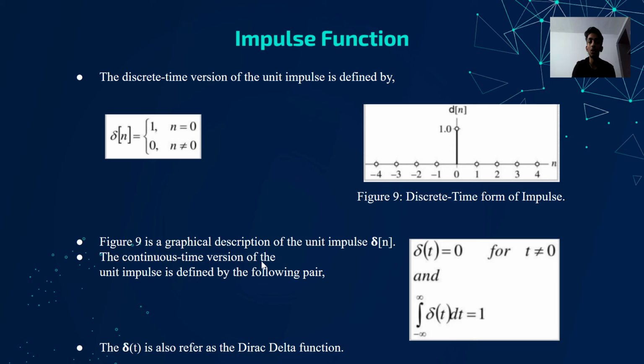Now if we talk about the continuous time version of the unit impulse, it is defined by the following pair. Delta t is equal to 0 when t is not equal to 0. And if we integrate this delta t from minus infinity to plus infinity with respect to time, then it will come out to be 1. So this gives us the continuous time version of the unit impulse function. Here delta t is also referred to as the Dirac delta function.